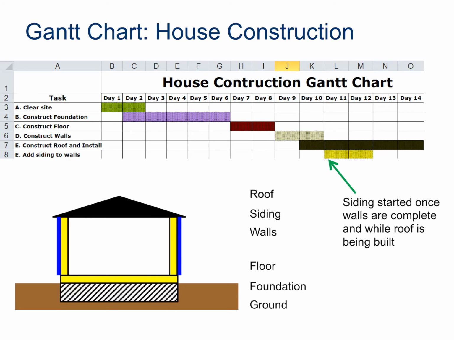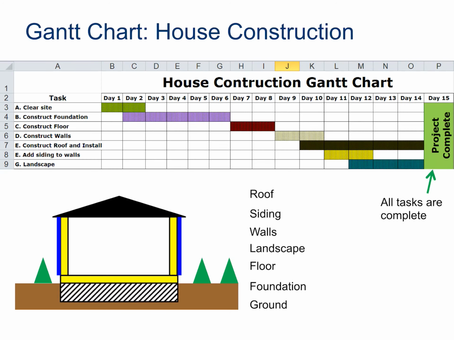We can add siding to the walls. This happens on day 11 and 12 because siding can be put in once the walls are complete while the roof is still being built. And landscape is going to take us 3 days to complete, so we are going to have that done on days 12, 13, and 14. And then our project will be complete.